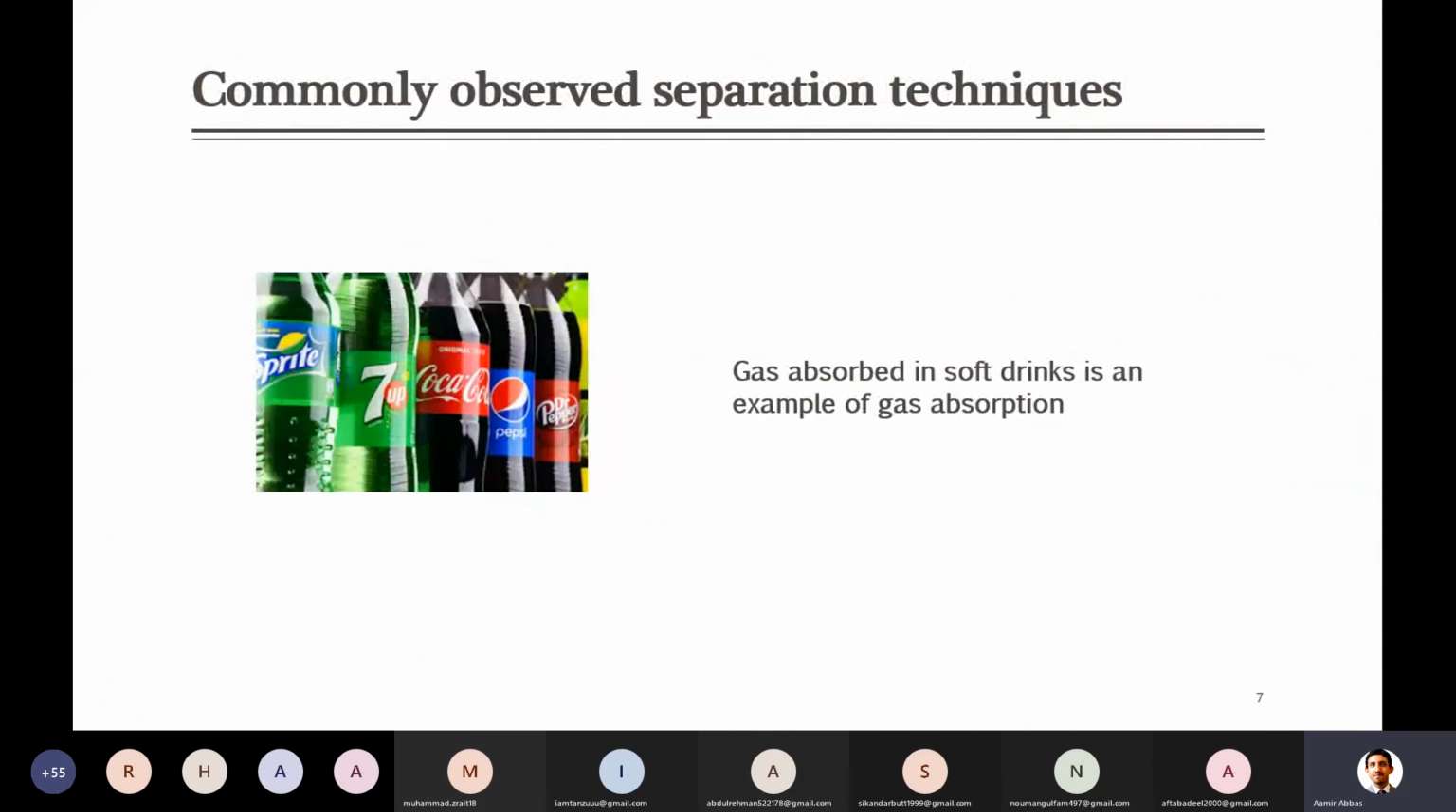So in examples like these soft drinks, this is an example of gas absorption. In the phenomenon of gas absorption, absorption is high at high pressure and low temperature. When pressure is high, the gas will be more absorbed, and when temperature is low, more gas will be absorbed inside the liquid. And if we invert this, absorption of gas definitely decreases.